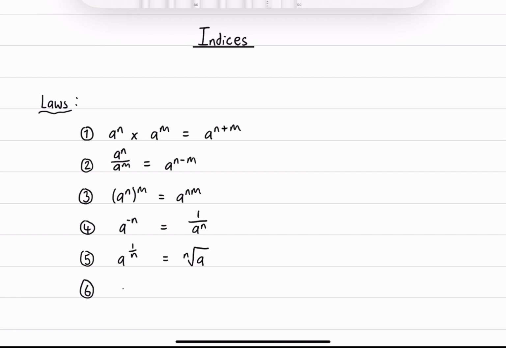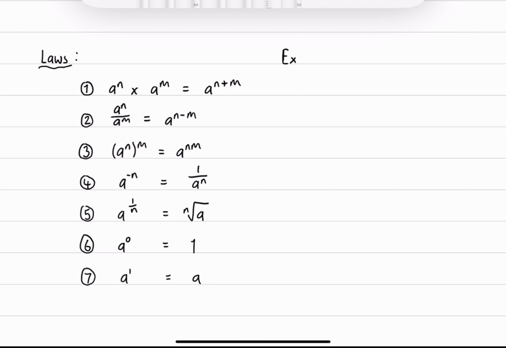The final one states that any base to the power of 0 equals 1. Finally, an extra thing to remember is that any base to the power of 1 is just the value of the base. Now it's time for some examples.